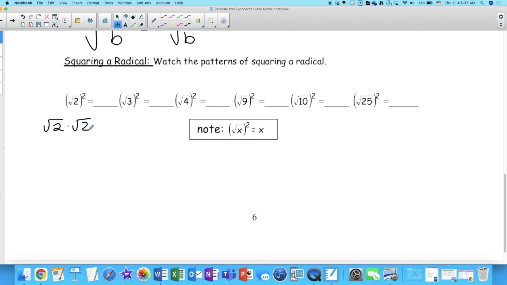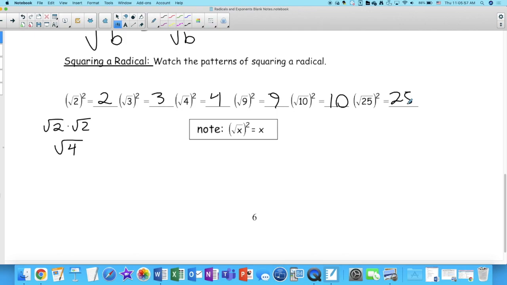Well, we can write that as a single radical. It's the square root of 4, because remember, this times this gives you the new radicand. Square root of 4 is 2. So this is 2. What's this one going to be? 3, 4, 9, 10, 25. Okay?